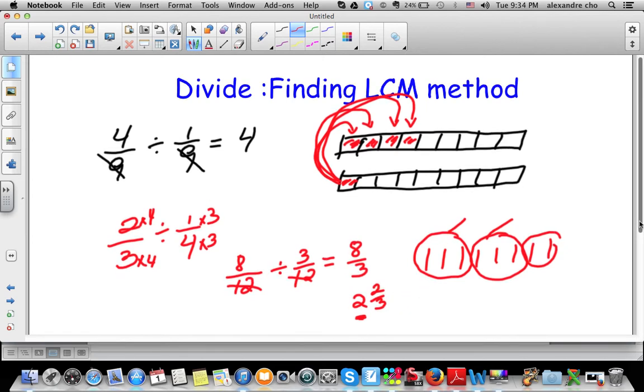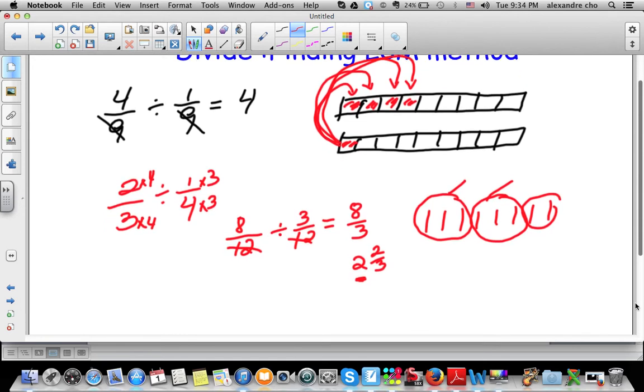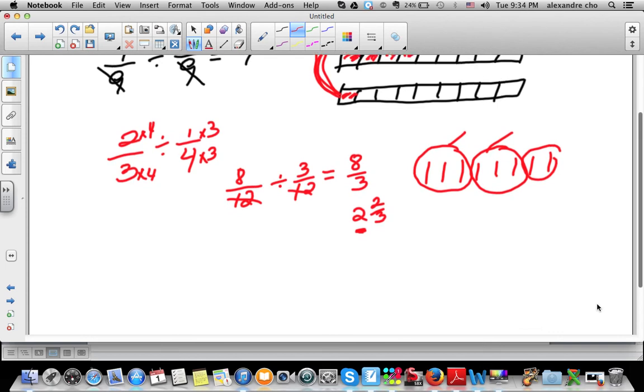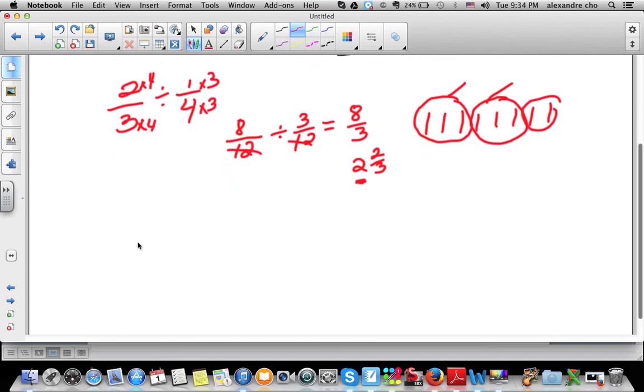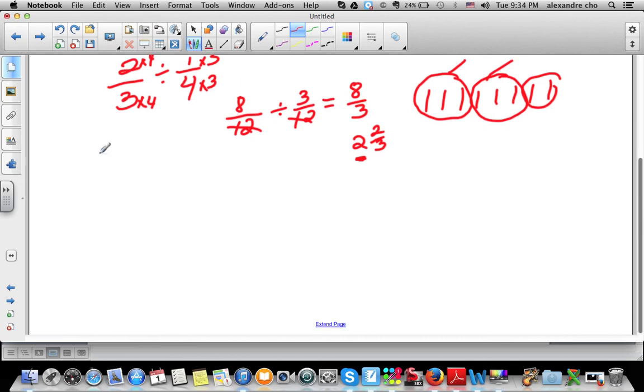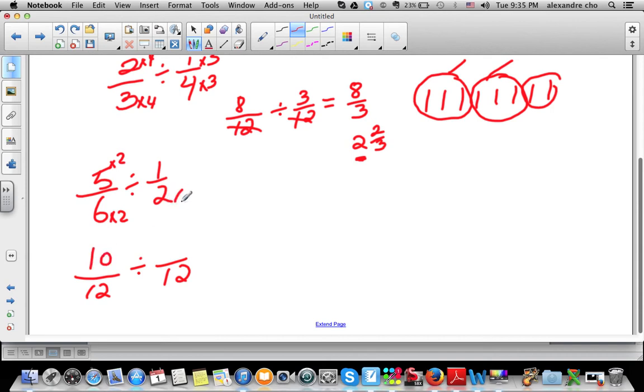Okay, let's do quite a few of these again. Get used to it. Let's see, 5/6 divided by 1/2. The LCM is 12, so let's change our fractions so they become 12. 6 was 6 times 2, and this 5 would be 5 times 2, which is 10. Here would be times 6, and the top would be times 6. So you get 10 over 12 divided by 6 over 12.